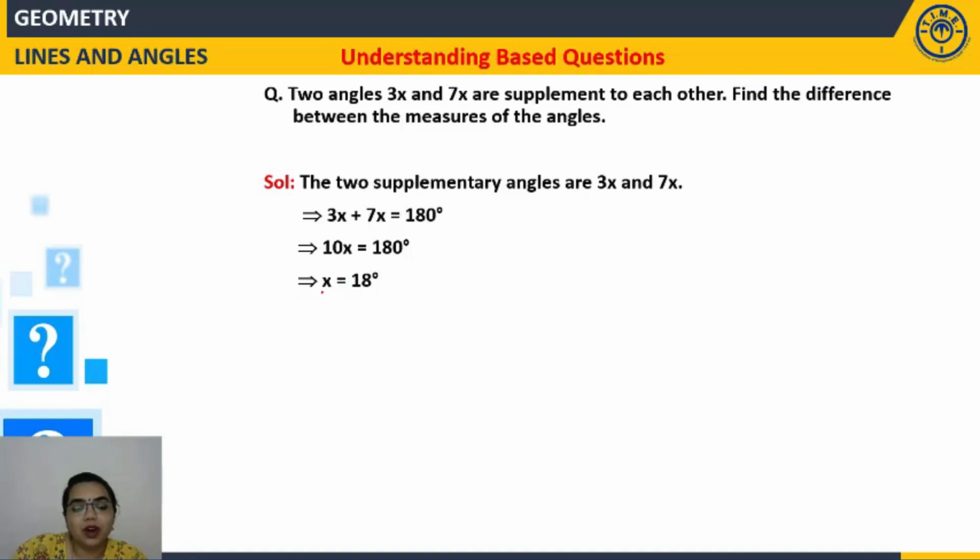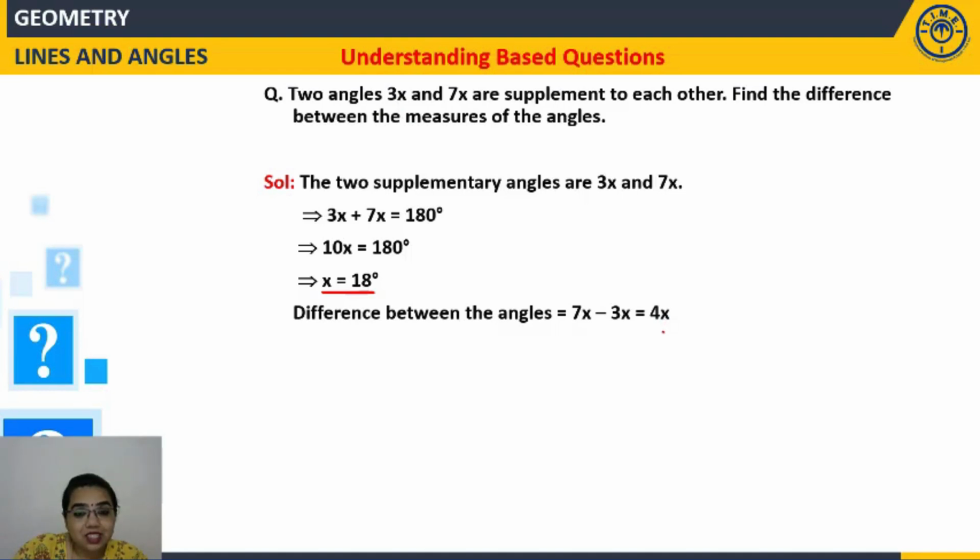So what did we get? We got the value of x is equal to 18 degrees. We need to find the difference between the measures of the angles. So how will we find the difference? The difference is 7x minus 3x. Obviously 7x is greater than 3x, don't you think so? So 7x minus 3x is the difference. 7x minus 3x is given as 4x.